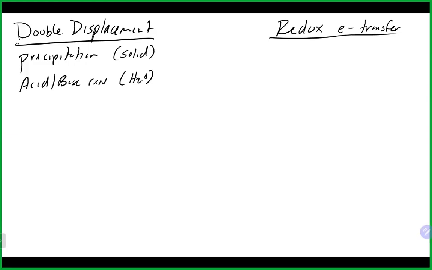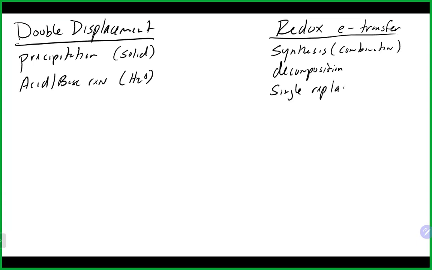We have more specific classifications that fall under that. That is our synthesis reactions, our combination. That is our decomposition reactions. That is our single replacement reactions. And that is our combustion reaction. So again, more specific classifications that fall under the big category of redox and electrons being transferred. And again, more specific classifications there on the left of the big category of double displacement reactions.